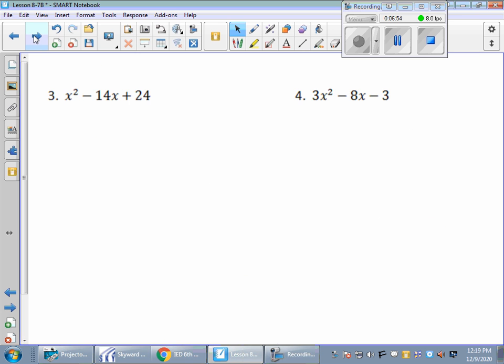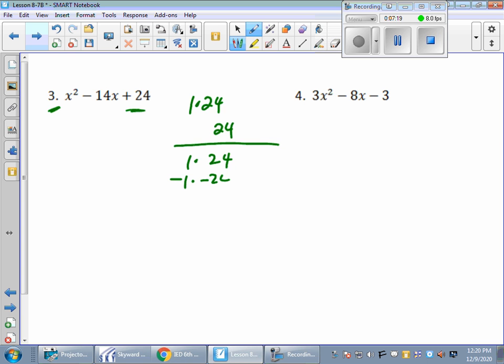All right. So taking a look at number 3. Question number 3 is one where, if we look at where we're at, this is a shortcut. There's no number in front here, and this is a 24. So let's do the factor sum tree for 24. It's 1 times 24, negative 1, negative 24, 2 times 12, negative 2, and negative 12. We have 3 times 8, negative 3 times negative 8, 4 times 6, negative 4 times negative 6. So those are all of our factors.